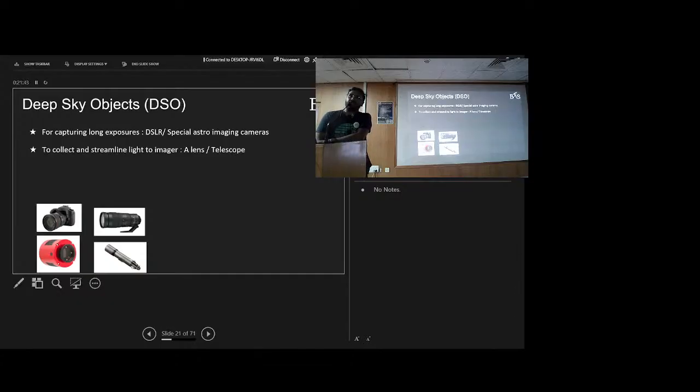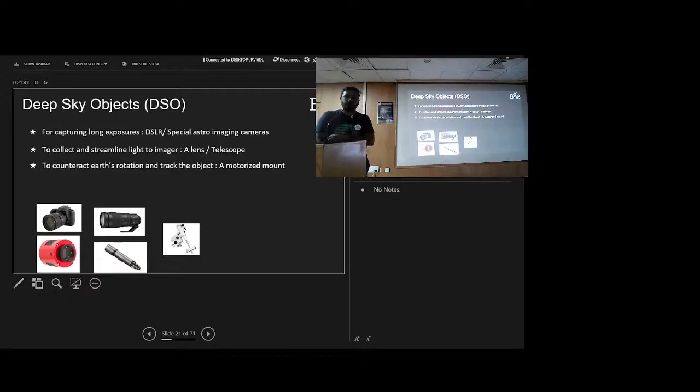So we know that we need a camera, we need a telescope, and of course we need the mount. The mount is exactly what we have here, this white one, right? This holds the entire telescope, and this also helps us to track and rotate.